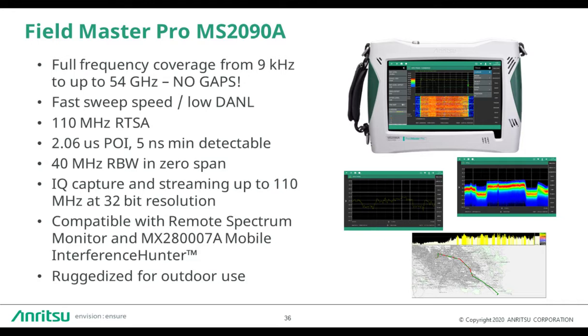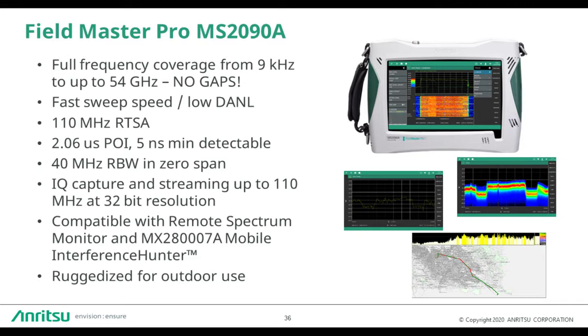So what are some of the advantages here? The product does offer full coverage from 9 kilohertz to 54 gigahertz with different frequency models available. But that gives you, with no gaps, the ability to look at spectrum in any position you want, to look for your interference in your bands, or even to check and ensure that you're not interfering in other bands. Fast sweep speed with a low noise floor, that's important because interference often resides at lower power levels.